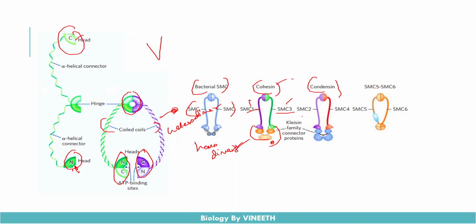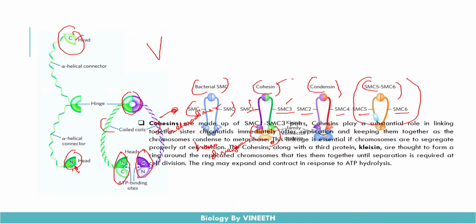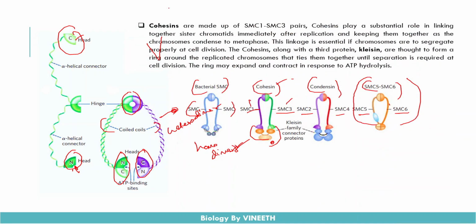And the condensin is actually made up of SMC2 and SMC4. Then we have the DNA repair SMC group of proteins, called SMC5 and SMC6 proteins. They are made up of SMC5 and SMC6 proteins. And the cohesins, if you look at their roles, are made up of SMC1 and SMC3, as I've said.